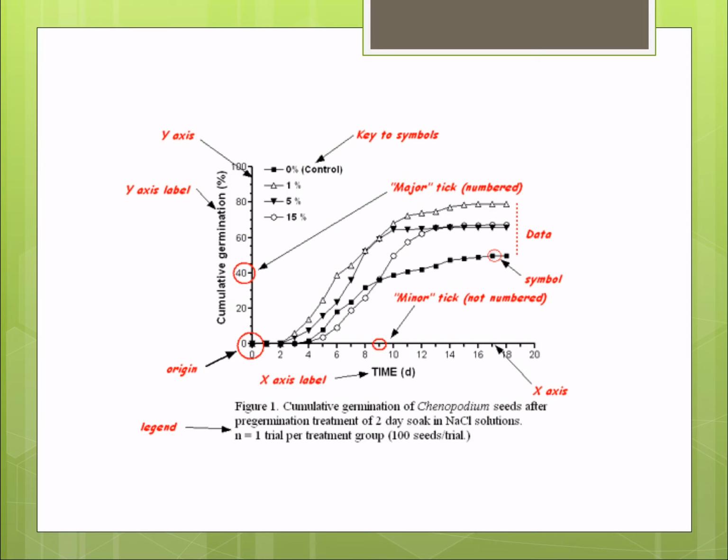Let's look at some components of the figure. You can see here that we have little triangles and squares. Those are the data points, and those are what we call markers. Sometimes they're called markers or symbols. The y-axis has numbers on it showing what the values are. And then you can also see the cumulative germination, that's the axis label, and percent is the unit.